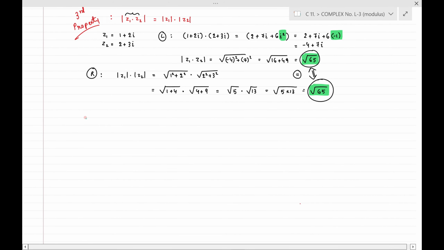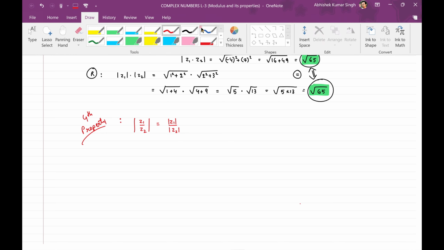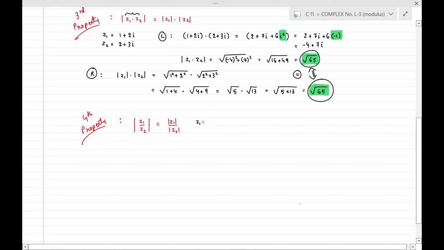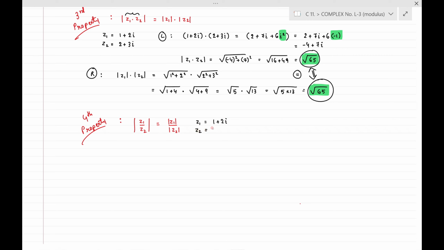let us now continue with the fourth property, which is the last one. In this case, we will go through with the division part. Now z1 divided by z2, the whole modulus will be equal to mod of z1 divided by mod of z2. Now let us consider the same example. Let z1 be equal to 1 plus 2 iota and z2 equals to 2 plus 3 iota.